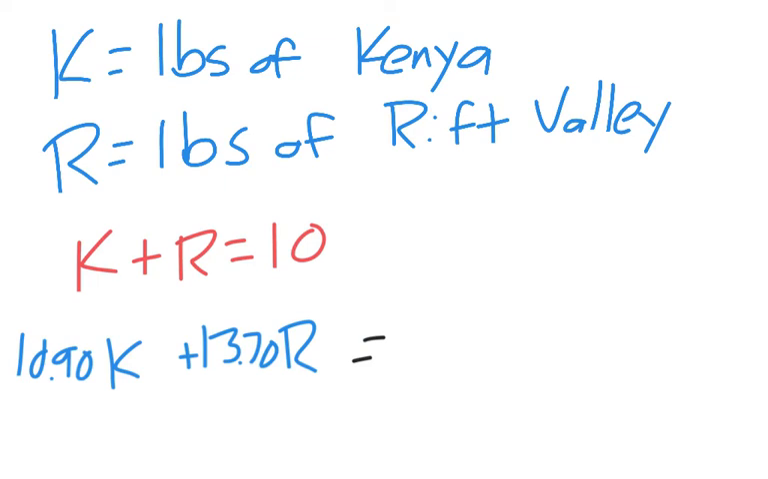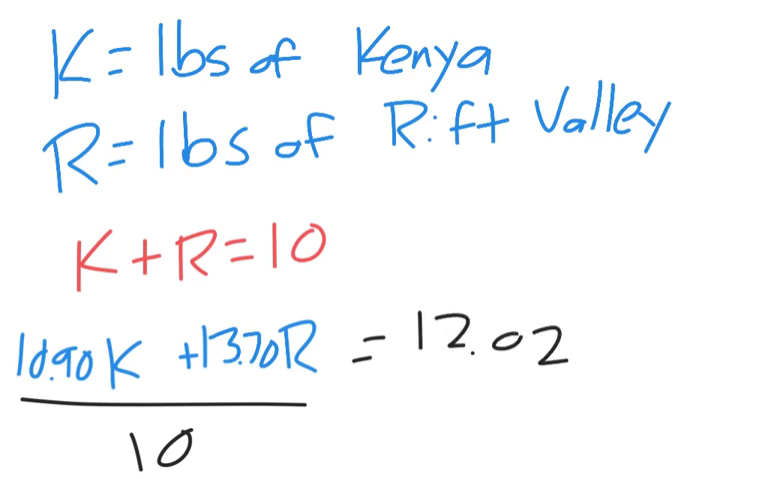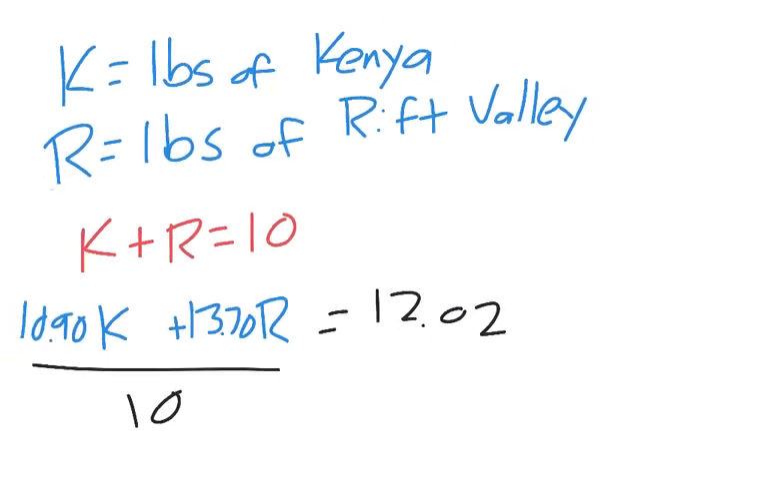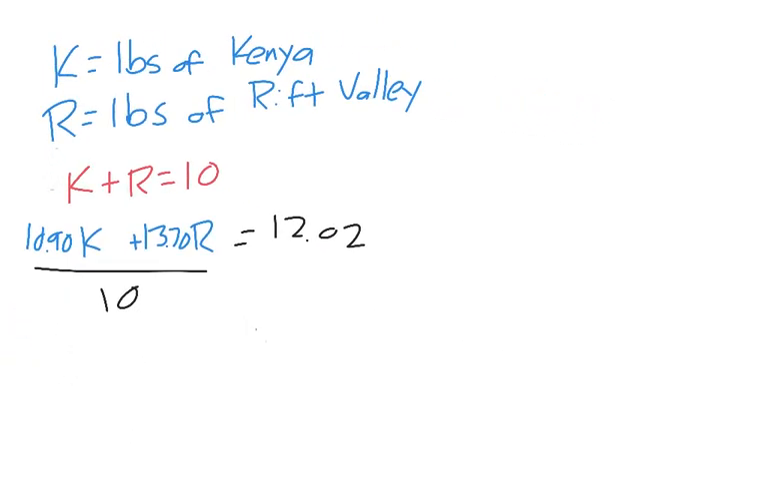All right, but I don't know what the total amount I spent is, but I do know that I'm selling it for $12.02 for every pound. So you could think about that as this is the total amount I spent for 10 pounds. So if I divide that by 10, that's the price per pound, and that's equal to $12.02. And if I had this, I would go ahead and simplify that right off the bat, because that would be a disaster to try to work with that, I would think.